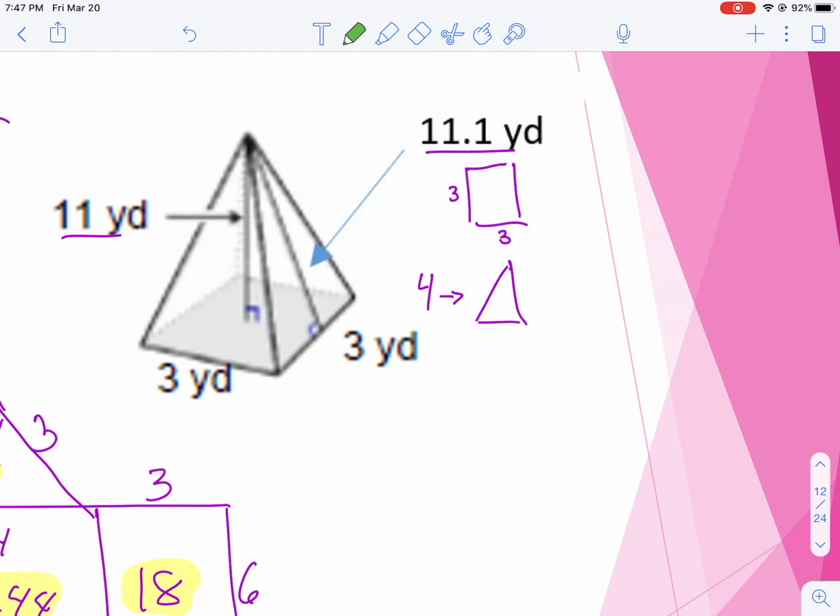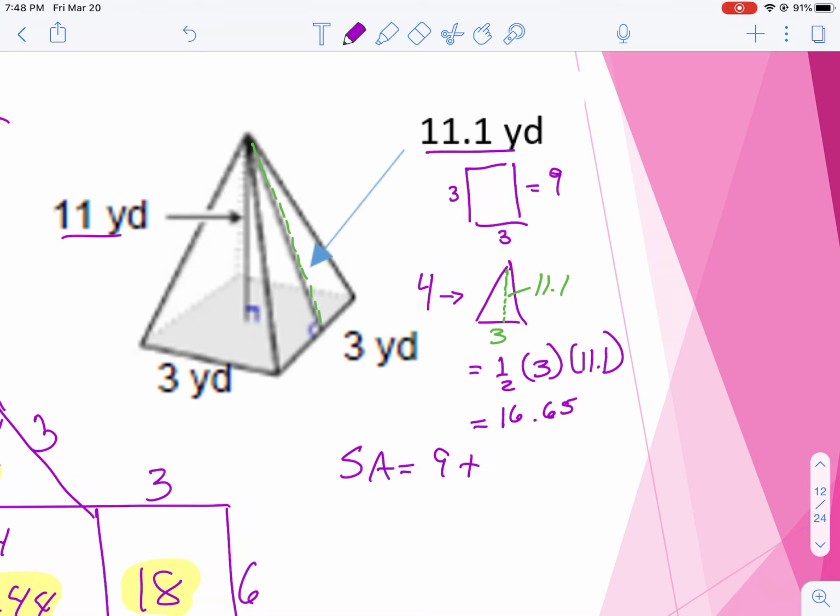When you think about this triangle here, the question is, what is the height of this triangle in the picture? Is it 11 or is it 11.1? Hopefully you see it's 11.1. And this is 3. So from here, we can just find the area of each. 3 by 3 is 9. The area of one triangle is half times 3 times 11.1. That's going to give me 33.3 divided by 2, 16.65, and that's for one triangle.